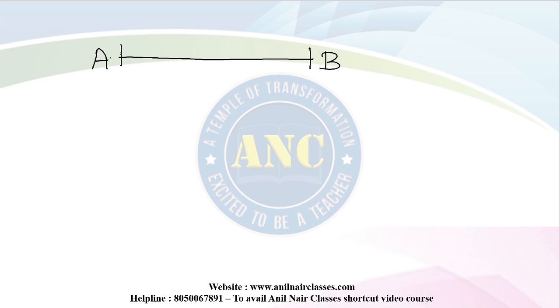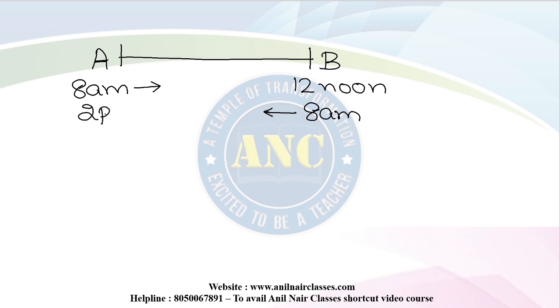Now see here. Suppose a train is traveling from A to B. A train is starting at 8 o'clock in the morning, traveling from A to B. It is reaching point B at 12 noon, for example. There is another train which is present at point B. That is also starting at the same time, 8 o'clock in the morning. No change in the starting time of both the trains. And this is reaching point A at 2 p.m.